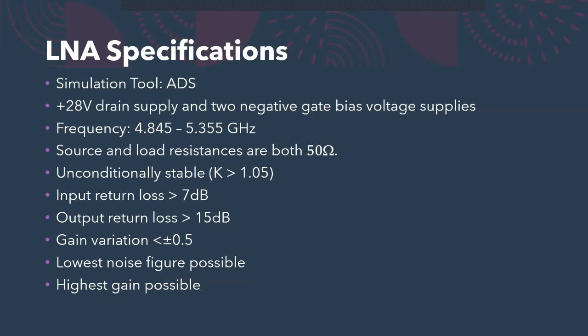The input return loss is supposed to be bigger than 7 dB and the output return loss should be bigger than 15 dB. Gain variation in the band should be less than 1 dB, and the overall lowest noise figure and highest gain possible were tried to be reached.